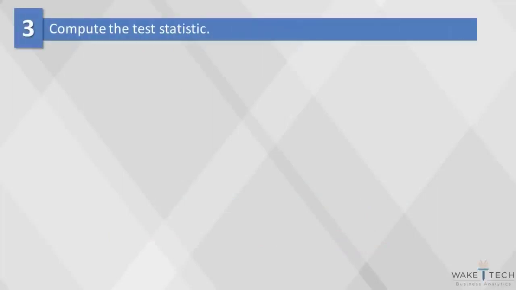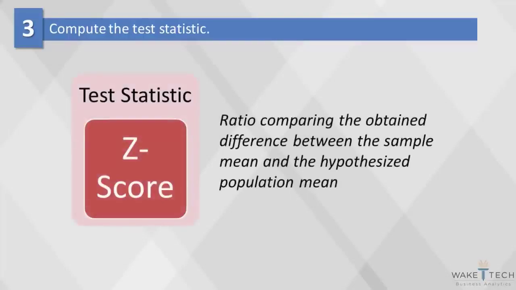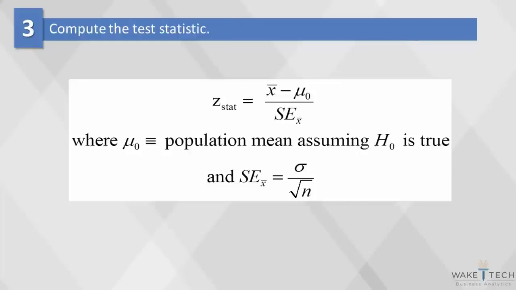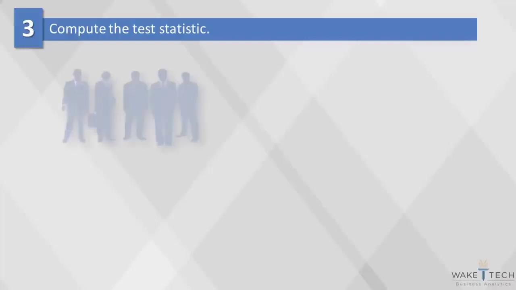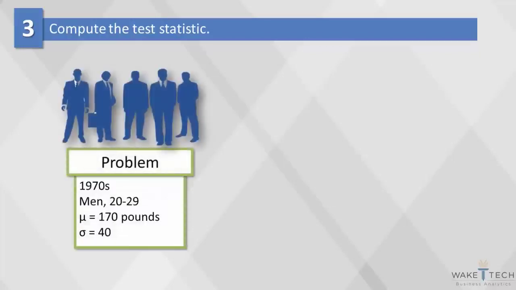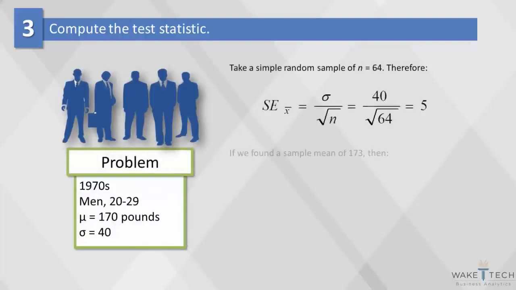Once we decide whether we want to measure accuracy at the 10%, 5%, or 1% level, we can compute the test statistic. Here we will use the z-score, which is a ratio comparing the obtained difference between the sample mean and the hypothesized population mean. This is an example of a one-sample test of a mean when the standard deviation sigma is known. In our male weights example, we're going to use the z-statistic because we know the population mean and the population standard deviation. To compute the z-statistic, we simply insert values derived from our sample into the formula.